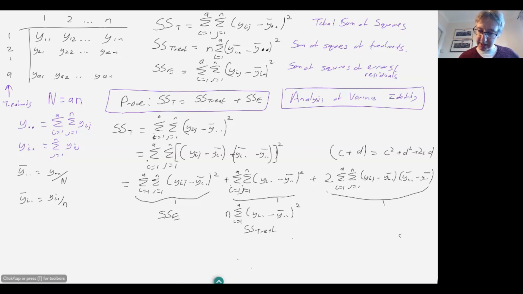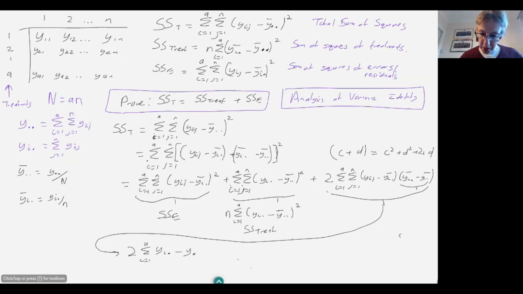Let's just examine this last bit. Once again, this second term does not contain j. So we've got y_i-dot bar minus y-dot-dot bar, the means of those things, but it doesn't contain j. So I could rearrange this as 2 times the sum from i equals 1 to a of (y_i-dot bar minus y-dot-dot bar), and then everything else which contains j still has to stay within the summand. These terms aren't squared, these are just linear terms. So we've got something times the sum from j equals 1 to n of (y_ij minus y_i-dot bar).